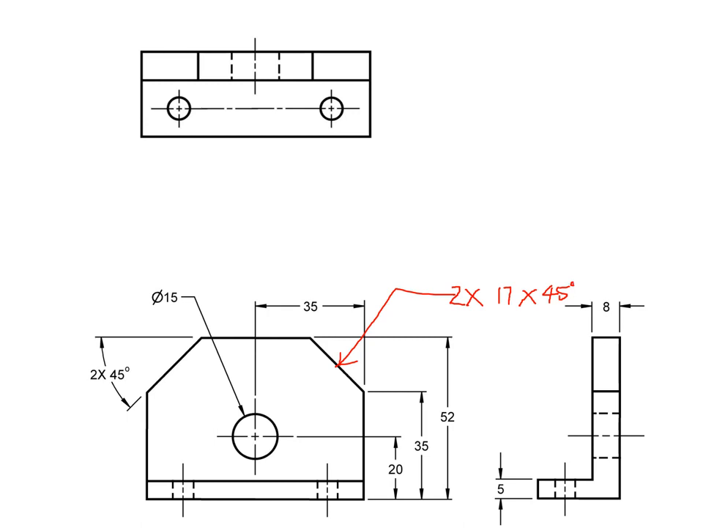But here the drafter decided that this dimension was more important than the 17. So instead we dimension it this way, the longer way. So 35 from this starting point of the chamfer to the datum. And we have the 45 degrees, and the 2x indicating that it's 2 places. Okay, let's take a look at the top view.